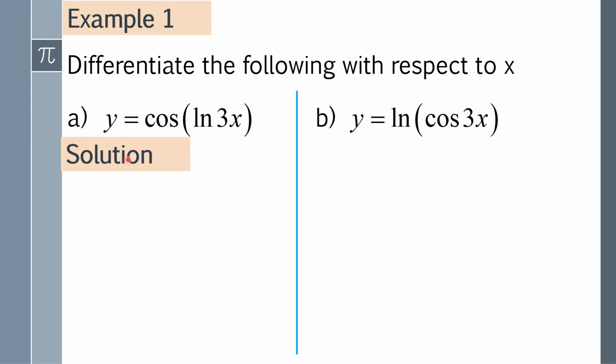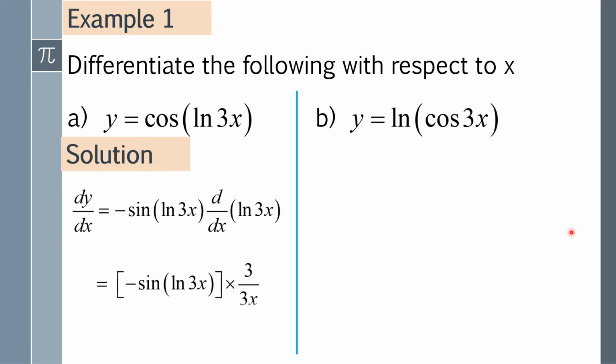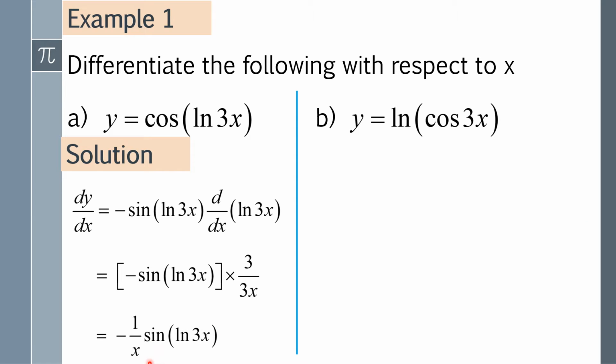A: y equals cos(ln 3x). The first one, to differentiate trigo, we get a negative sign and then the angle we just copy, so we get ln 3x. After that, we differentiate ln 3x and we have 3 over 3x. We simplify this equation, and we get negative 1 over x times sine(ln 3x).